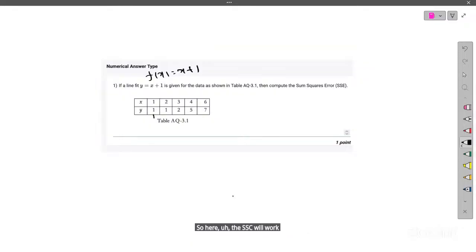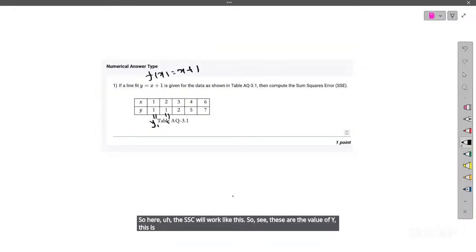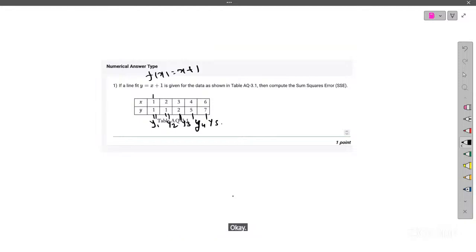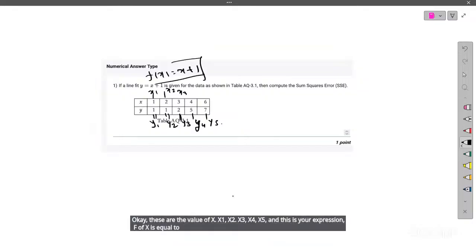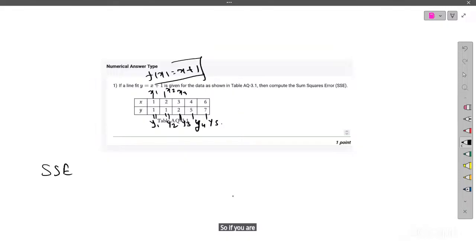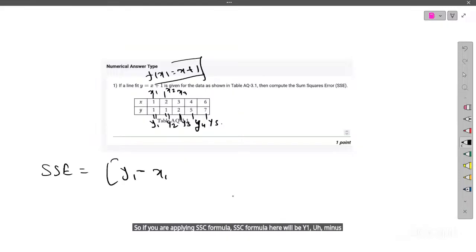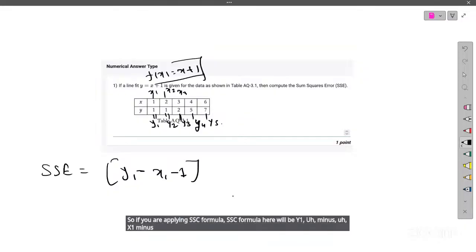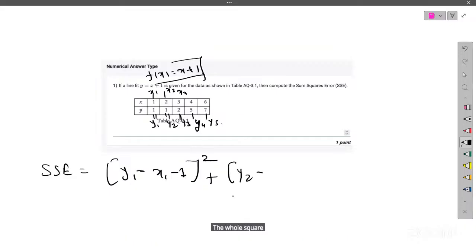See, these are the values of y: y1, y2, y3, y4, and y5. These are the values of x: x1, x2, x3, x4, x5. And this is your expression f of x equals x plus 1. So if you apply the SSE formula, here it will be y1 minus x1 minus 1, because f of x is x plus 1, the whole squared, plus y2 minus x2 minus 1, squared, like this.